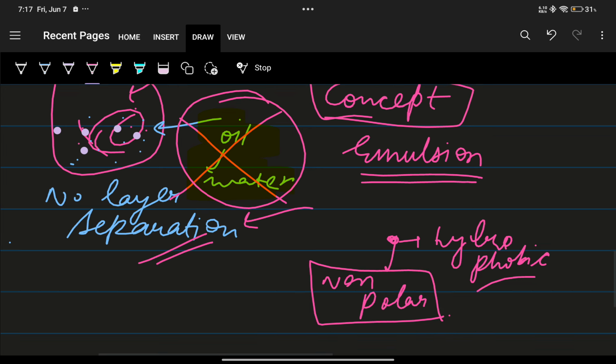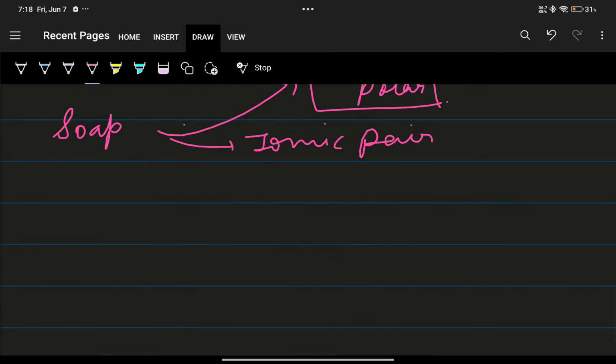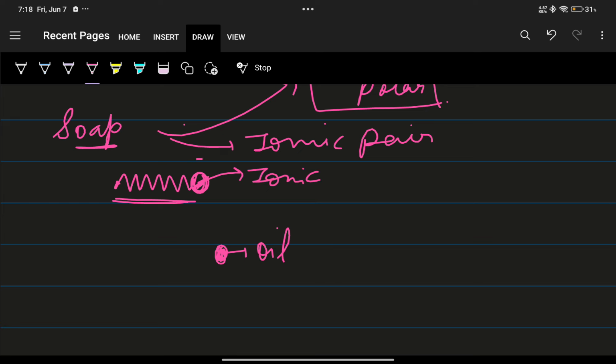Now one more thing we know is that soap has a non-polar part, plus it also has an ionic part. This is the soap structure. You all know that, I don't have to tell you, but this is the soap structure where this is a long carbon chain, and this part is the ionic part, which means it has charges on it, plus and minus charges. So this is the ionic part.